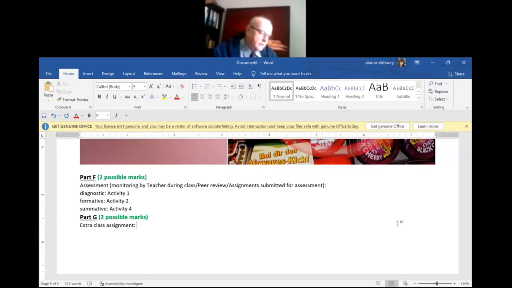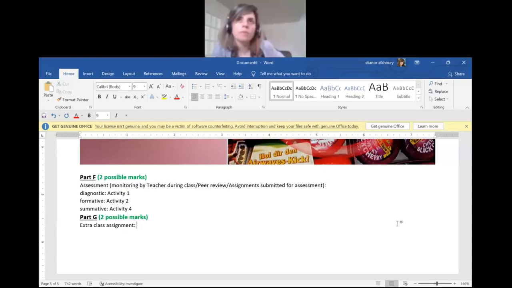You could create an extra class assignment that is similar to that. They can go to the internet and look up a place that they would like to travel to, and they could write a brief description of what they would expect to find there. Something like that. Something that connects to the lesson.